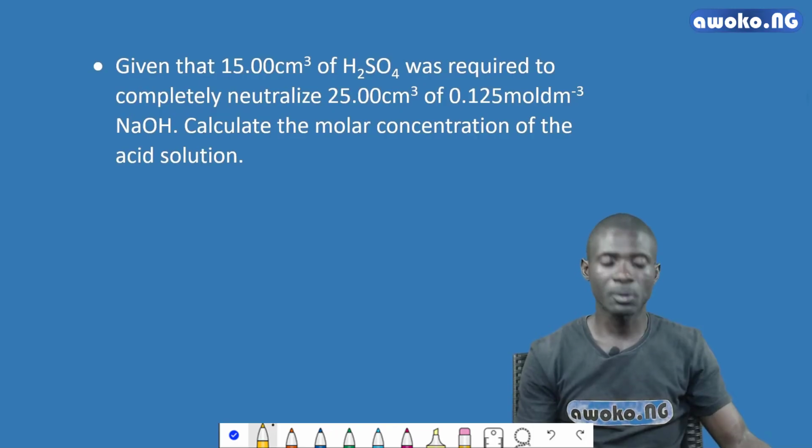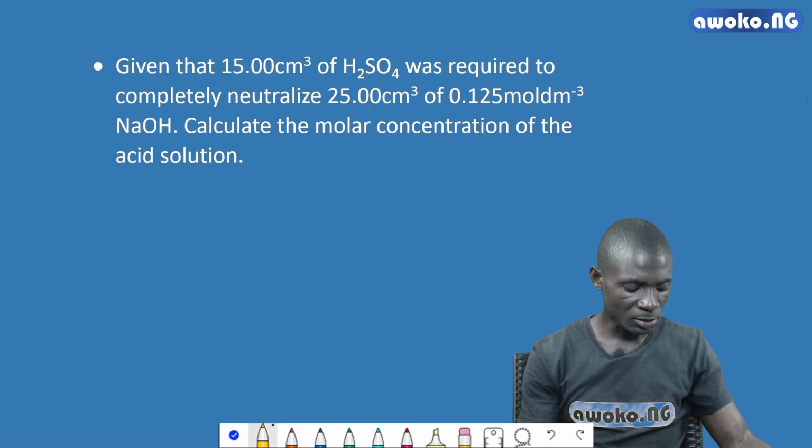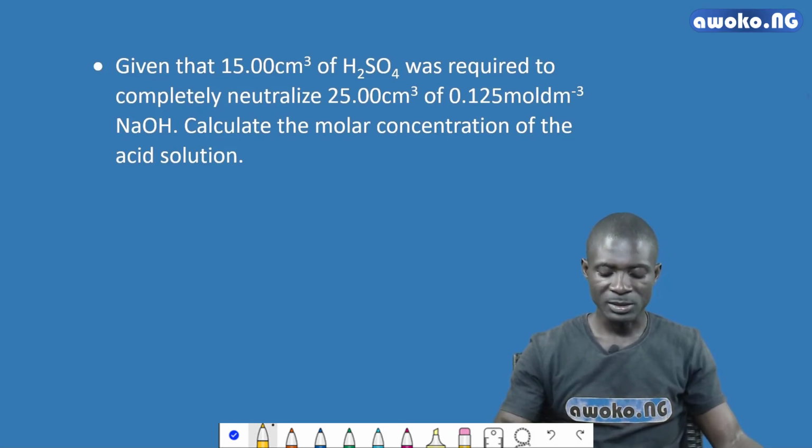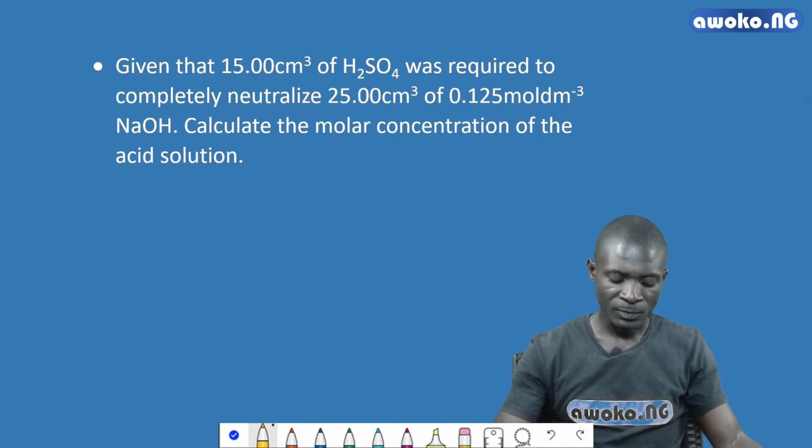Let's take a look at our final question for today, and it goes in this form. It is given here as: given that 15.0 cm cube of H2SO4 was required to completely neutralize 25.00 cm cube of 0.125 mole per dm cube sodium hydroxide, calculate the molar concentration of the acid.